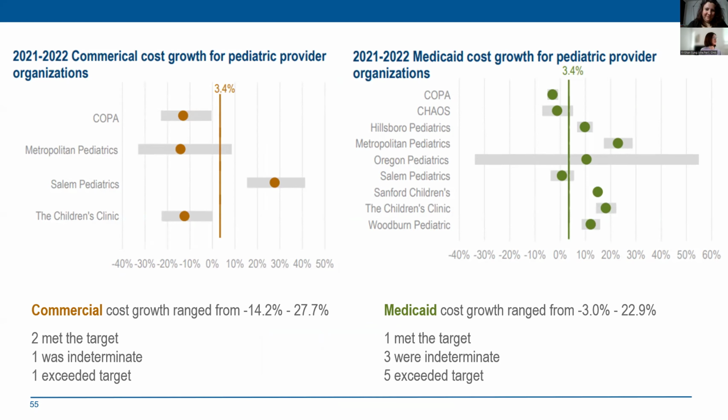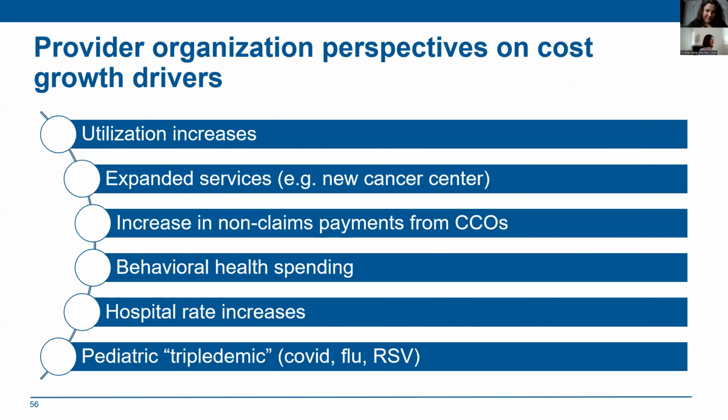Oh, we do need the next slide to mention the reasons. We do hear a lot from the provider organizations when we do the data validations with them. We hear a similar story as we did when we met with the payers: utilization increases. Also expanding services. A few provider organizations mentioned they expanded their cancer treatment. They had a new cancer center building in 2022. And we also, as we saw in the previous slide, see increasing non-claims.